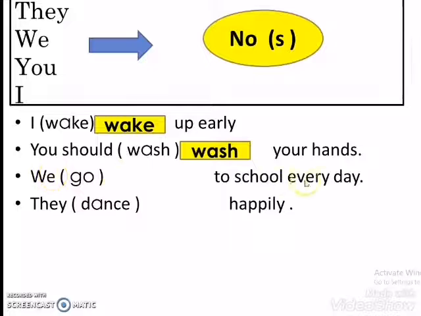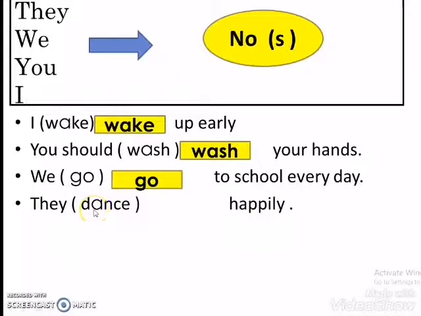We go to school every day. We, pronoun we, for a group of people. We go to school every day. Where is the action verb? The action verb is go. Okay, what do I have before the action verb here? I have the pronoun we. If I have we, I shouldn't add an s to the action verb. We go.